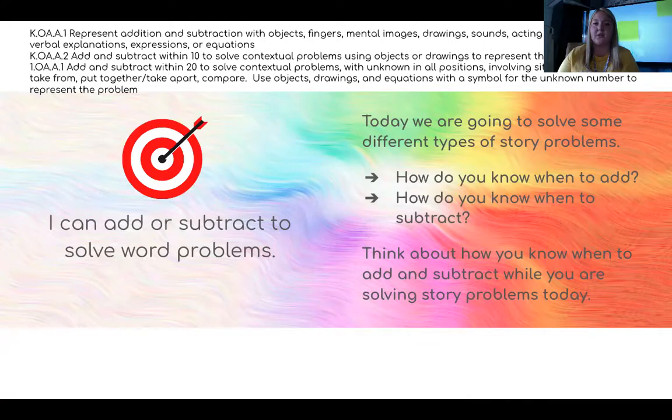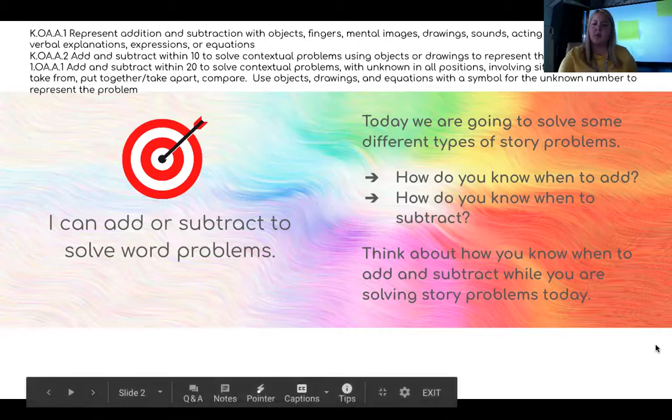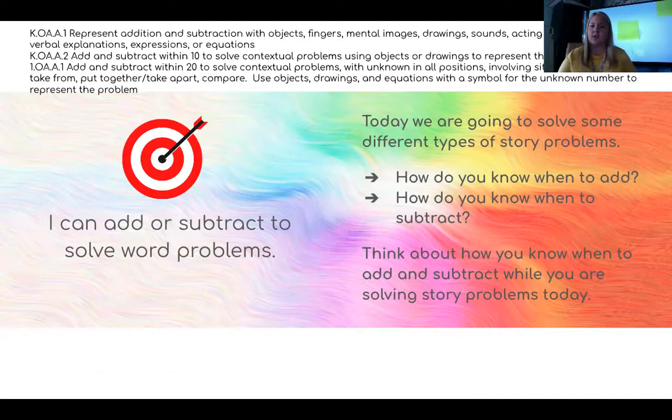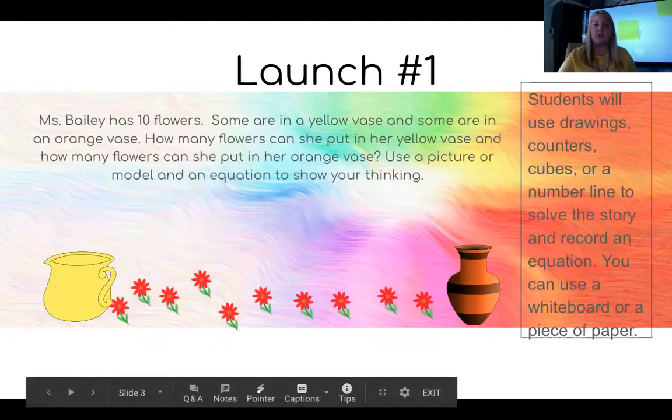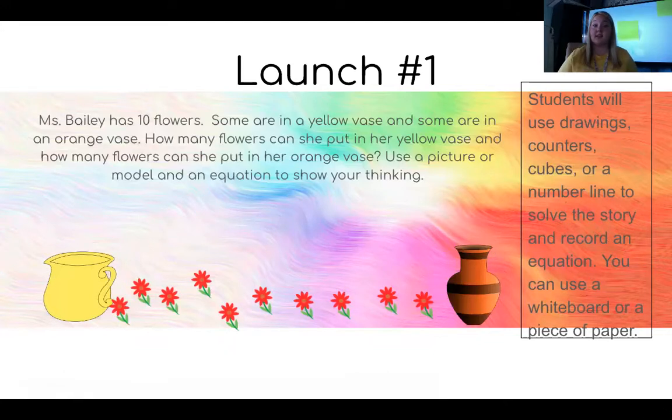Let's say that together, friends. Are you ready? I can add or subtract to solve word problems. I hope you said that loud because it's very important. When we are doing our word problems today, I want us to think about when we add and when we subtract when we are solving these problems, okay? So let's start.